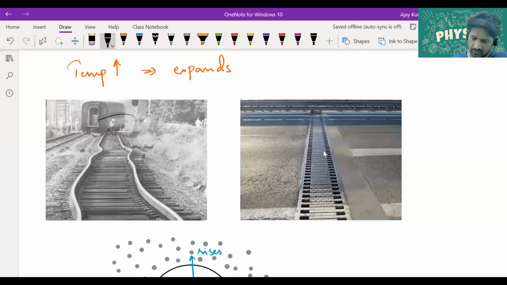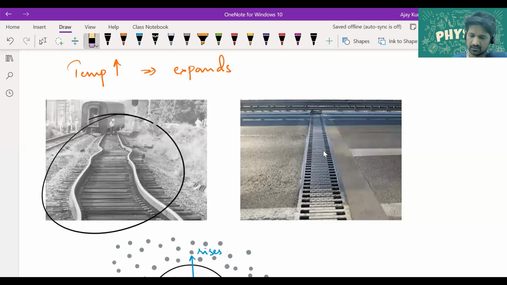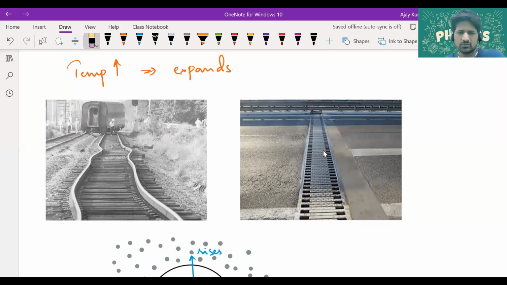Now you can see this example on the left side. Basically it's a railway track. Due to some unexpected reason, the temperature might have risen to such a high value that the tracks expanded. The track might not have had space to stretch, but its length has to increase. Then what will happen? Instead of remaining straight, the track will buckle like this. It will become curved, which obviously will lead to accidents if trains go on that.